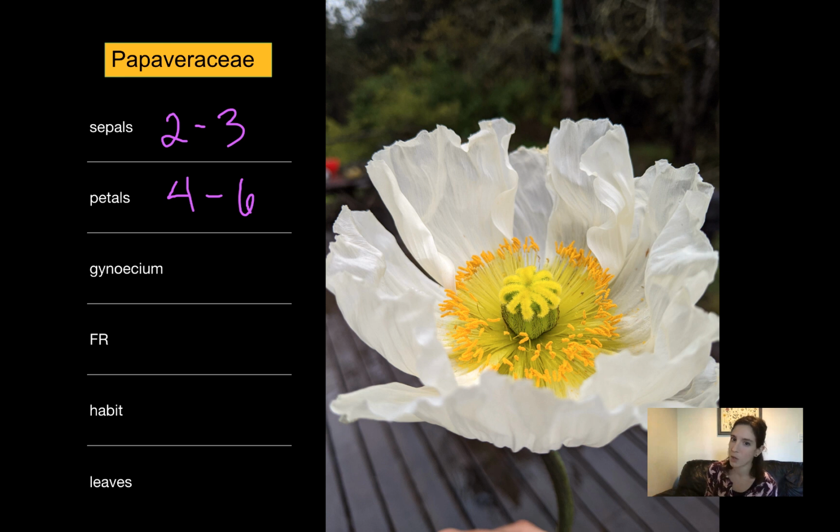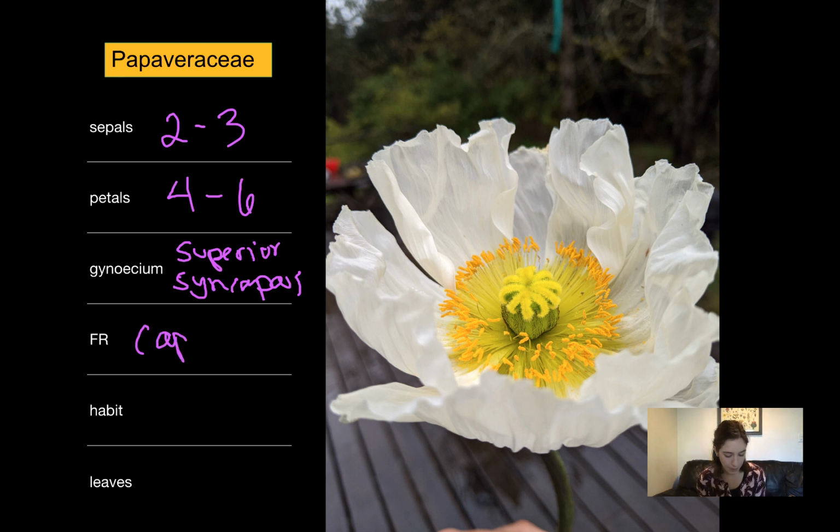The gynoecium, we don't have a bunch of generalizations, although they do have the normal situation, which is a superior ovary and a syncarpous gynoecium of multiple fused carpels. Superior and syncarpous. Nothing too exciting there. We cannot generalize a number of fused carpels. The fruit type is they're always going to have a capsule. Nothing too exciting there either. That is pretty typical in the angiosperms.